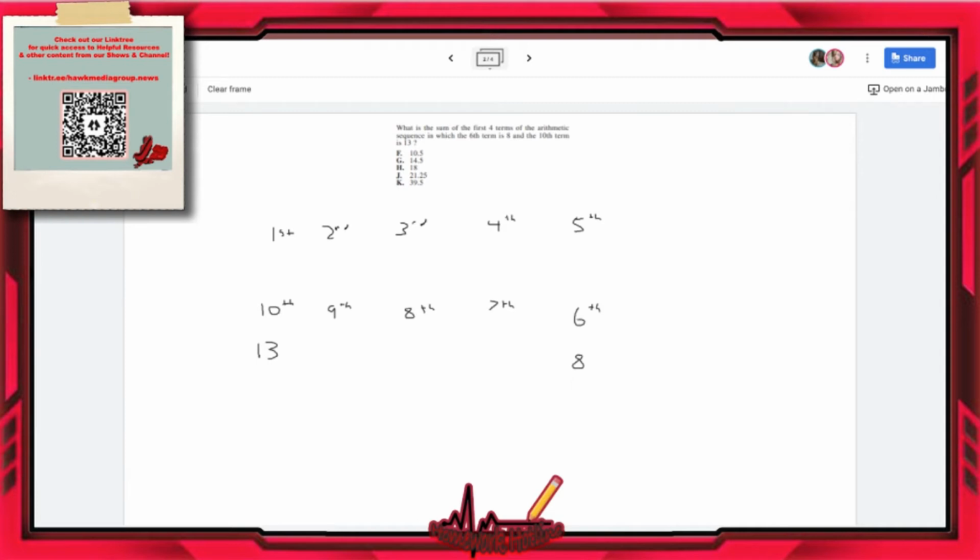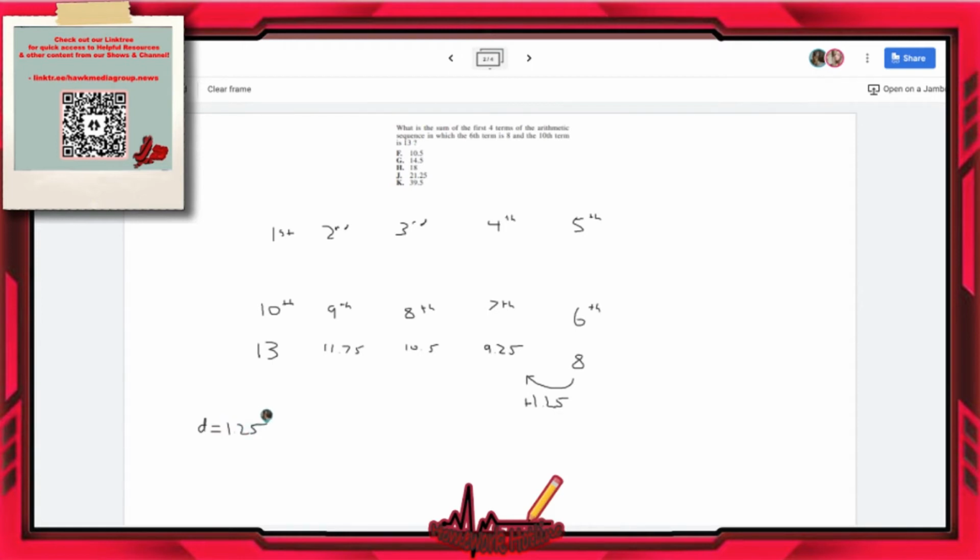Just for the sake of time, I'm just going to tell you it's 1.25. So if we try 1.25, we add that to 8, we get 9.25, 10.5, and 11.75. And if you were to add 1.25 again to 11.75, you get 13. So we know the common difference is 1.25.